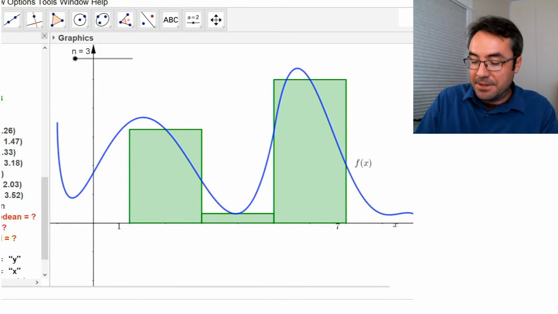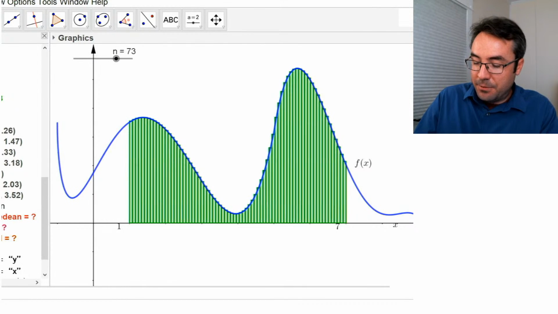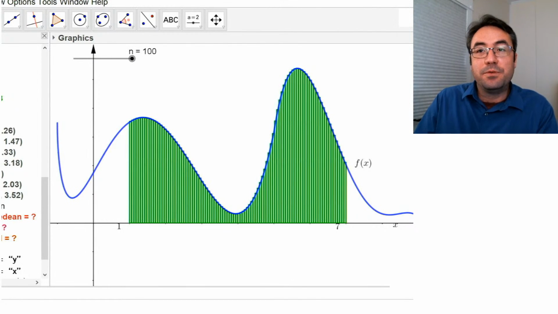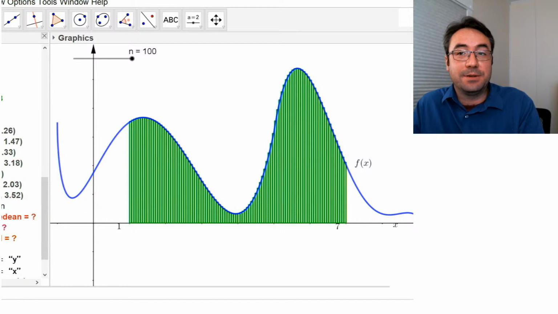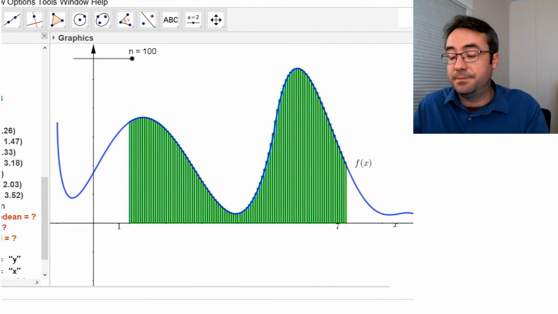Easy to do by hand, but really we're interested in what happens when we move this out to 100 or more, beyond. N goes to infinity. We get a pretty good approximation. And so this is going to lead us to our definition for the definite integral.